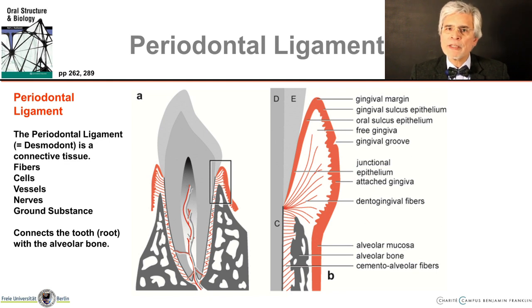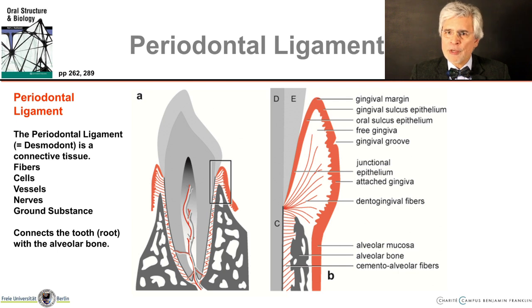So the periodontal ligament is a connective tissue structure. It consists mainly of fibers, and it contains many different cells, including those of the immune system. It is rich in blood vessels and very well innervated, and it contains a ground substance, like a gel, and a constant stream of sulcus fluid comes out of the top of the tooth. And the periodontal ligament connects the tooth, well, more precisely, the root with the bone.